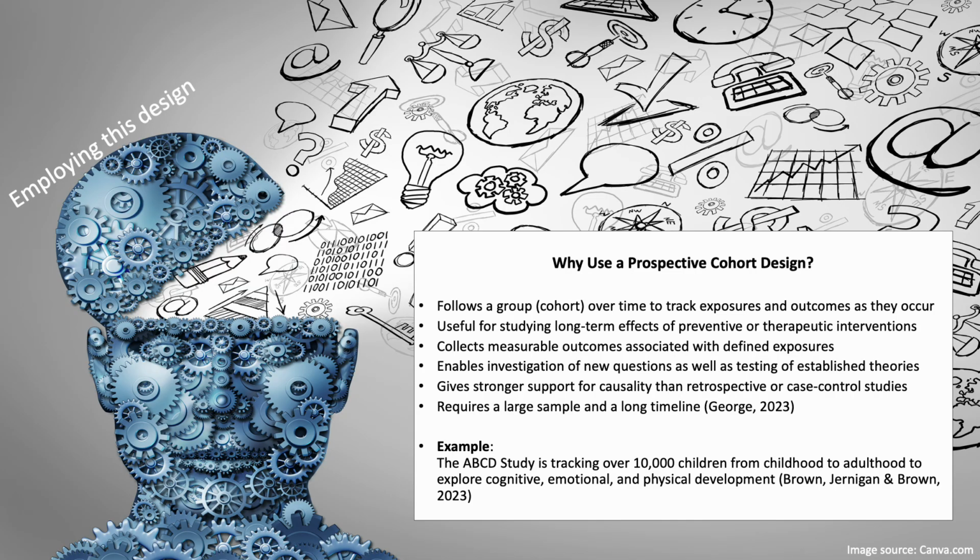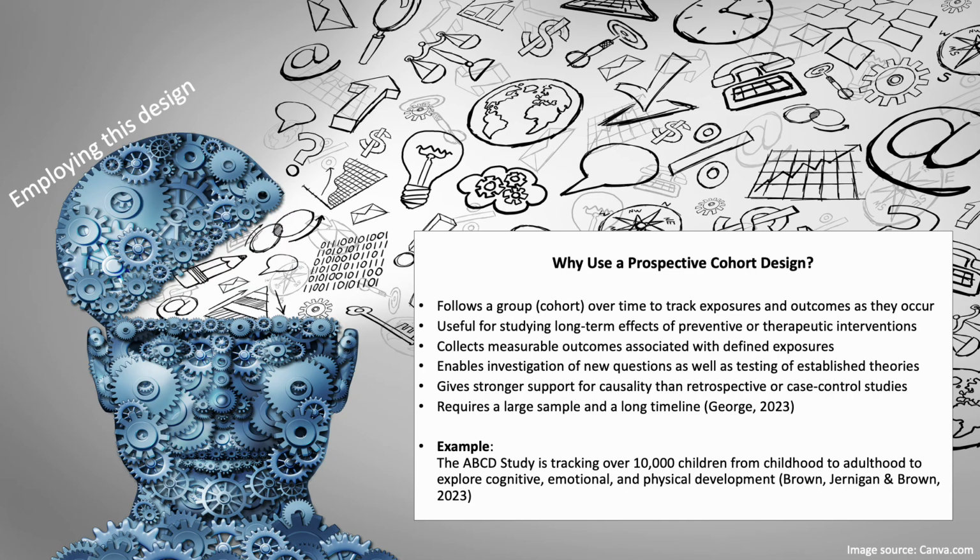For example, the ABCD study by Brown and colleagues is the largest ongoing prospective study on brain development. It's following over 10,000 children from childhood into adulthood, and it's examining the factors that shape development across cognitive, emotional, social, and physical domains, and it's a great model for how powerful this design can be.